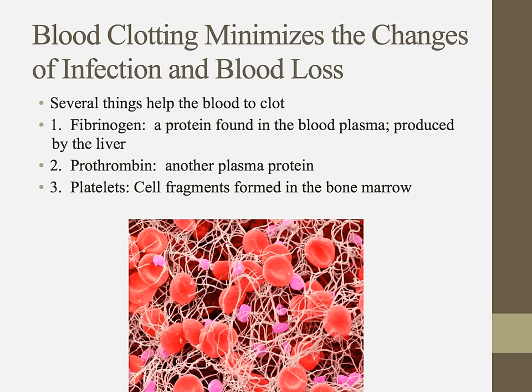So blood clotting is going to involve a few of the different components of the blood. The first thing I'm going to need is something called fibrinogen. Fibrinogen is a protein, okay, and it's dissolved in the blood plasma. It's one of the things that you might have already learned about that's produced by the liver. The second thing I'm going to find in there is another plasma protein called prothrombin. And then I'm going to find platelets. Platelets are cell fragments, and they're made in the bone marrow. They're not real cells. They're just little cell pieces.